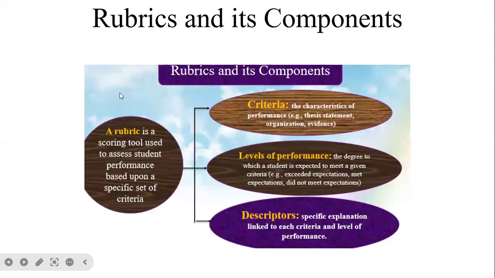Rubrics and its components. The rubric is a scoring tool to assess students' performance based upon specific criteria. Criteria are the characteristics of the performance, for example, thesis statement and evidence. Levels of performance: the degree to which the student is expected to meet the given criteria: exceeded expectation, met the expectation, did not meet the expectation. Descriptors: specific explanation linked to each criterion and level of performance.